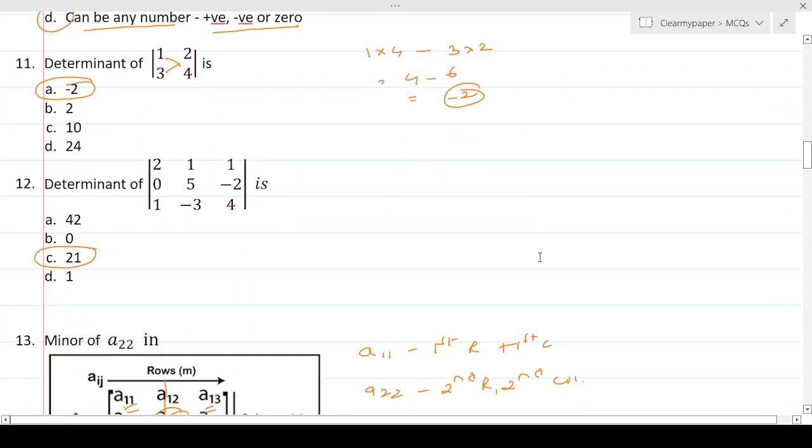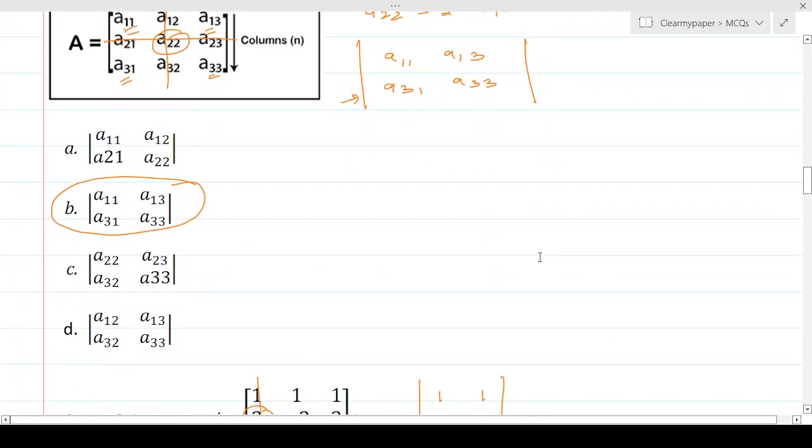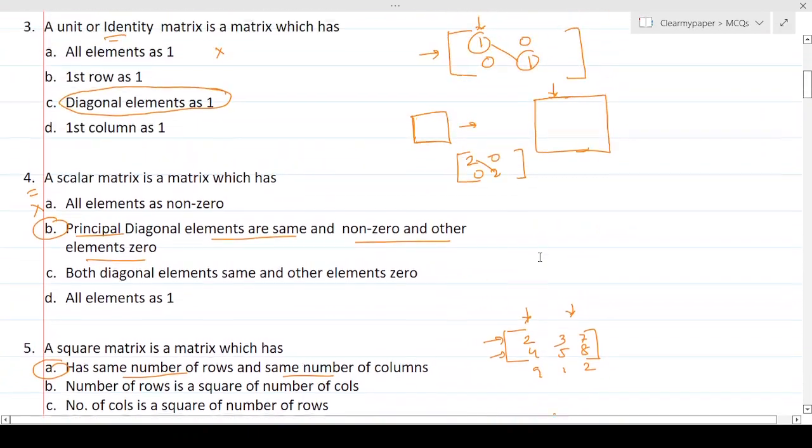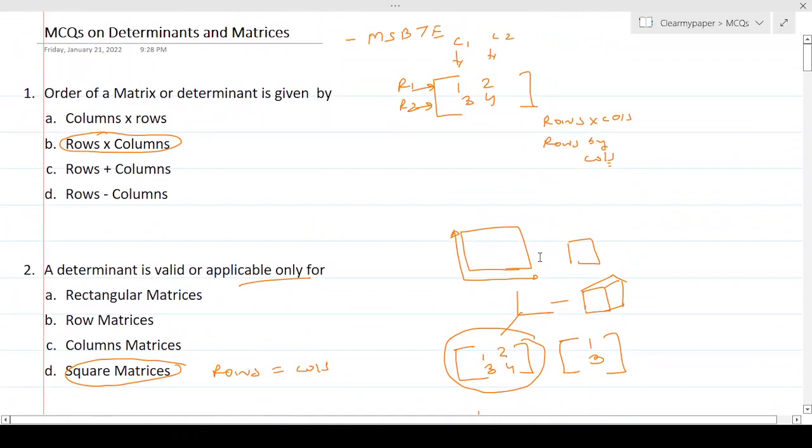There are some beginners level, intermediate level and advanced level questions which can be tricky and you'll be able to solve. And since all the questions are going to be for 1 mark each, I don't think you can expect any questions for which you need to solve in a lengthy way to get 1 mark. It is going to be pretty much straightforward or a short answer. So I think that should be a good refresher for you for MCQs on determinants and matrices.